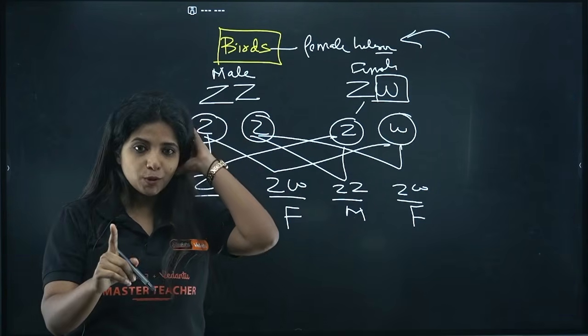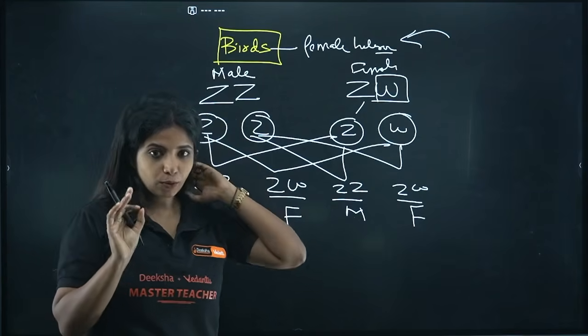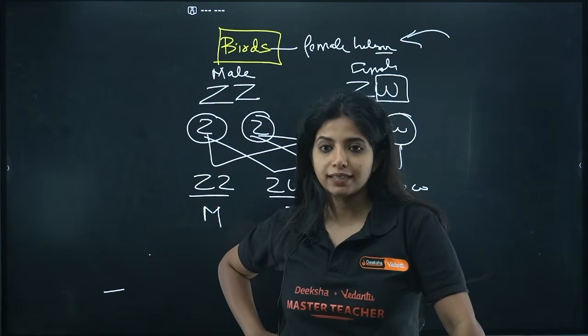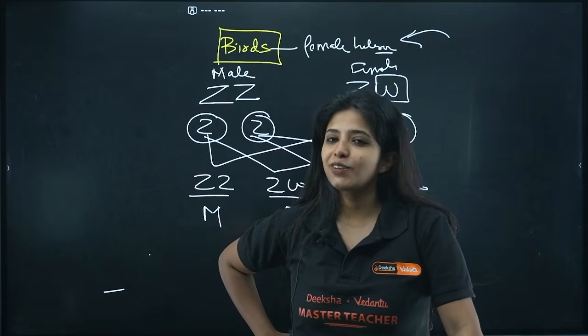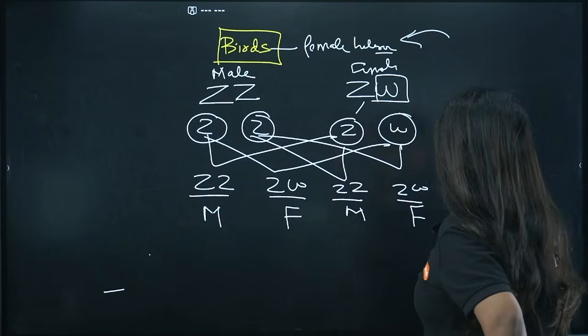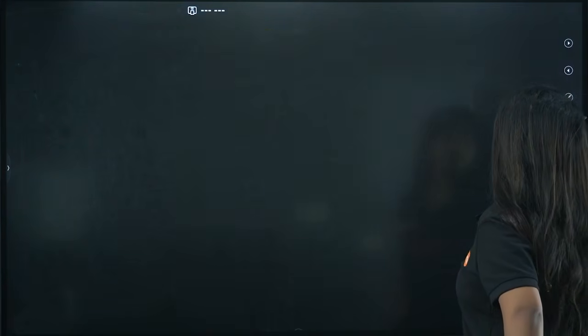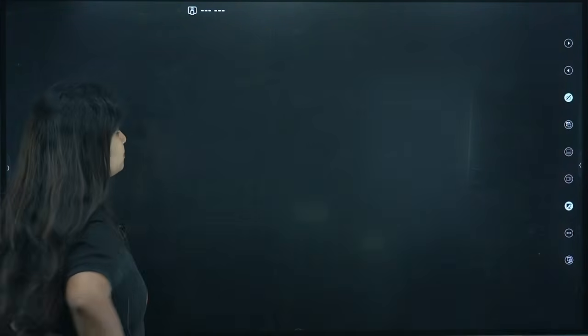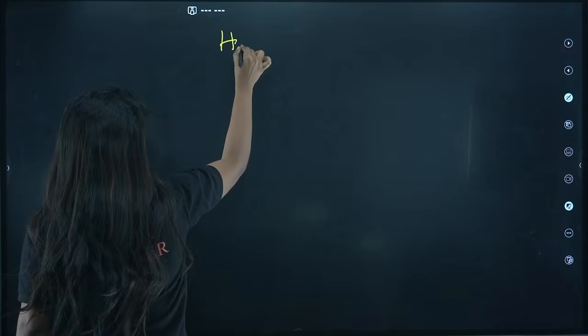Okay, so grasshopper and the other insect we saw XO type of sex determination. In the case of human beings and Drosophila, XY type of sex determination. In the case of birds, ZW type of sex determination. Now there is one more organism out there which is going to shock you, and that organism is what? Honeybee.